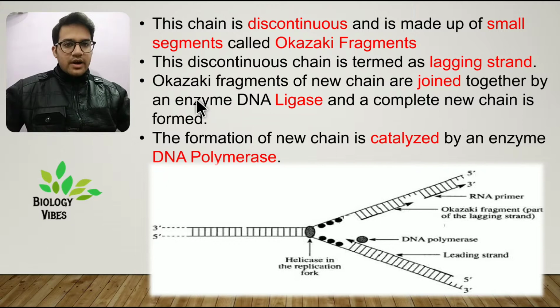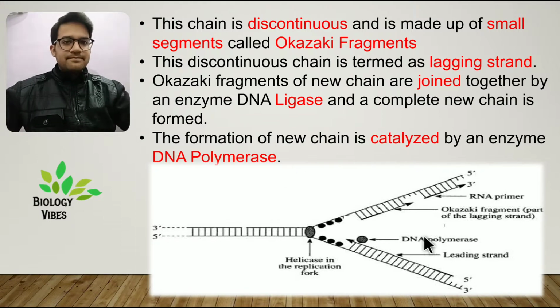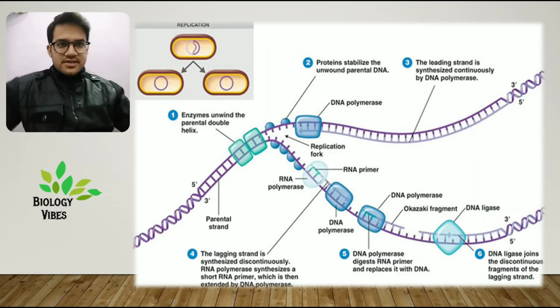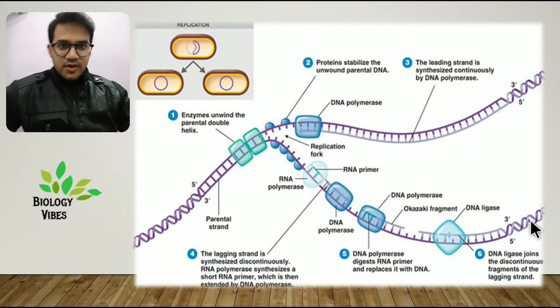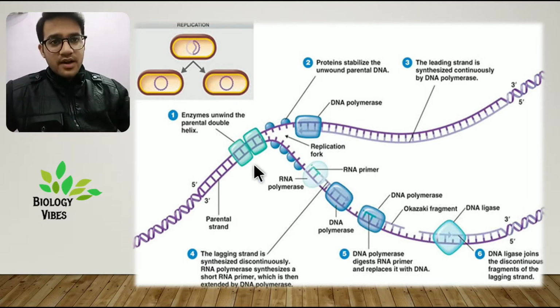Okay, and then what happens? Small spaces are there, and these are joined by one more enzyme. The formation of the new chain is catalyzed by the enzyme DNA polymerase. Okay, so this is a kind of whole diagram of what things happen. Let's start with a quick summary of what we have learned till now.